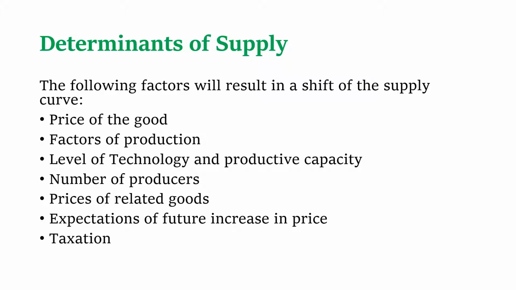Again, improvement in technology also leads to what? An increase in supply. Then outdated technology will lead to what? A decrease in supply. Okay. Again, look at the number of producers in the market. If the number of producers for that particular commodity increases, then the supply will go up. If the number of producers falls, then the supply will go down.